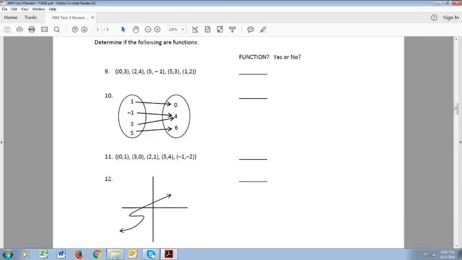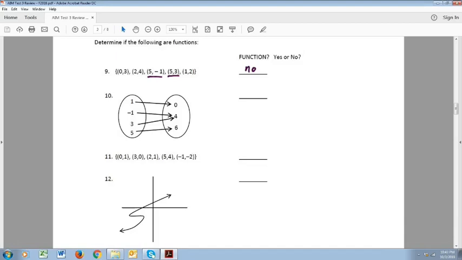Okay, so on number 9, we have to determine if these are functions. So we know when we're looking at a set of ordered pairs, well, first of all, with functions, we know that each input should have exactly one output. So when you're looking at ordered pairs, x can't repeat. So notice (5, -1) and (5, 3), we have the same x value and two different y values, so 5 corresponds to -1 and 5 corresponds to 3, so 5 doesn't have exactly one output, it has two. Again, if x repeats, we know it's not going to be a function, so the answer here is no.